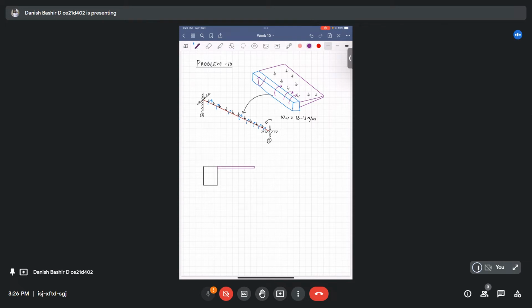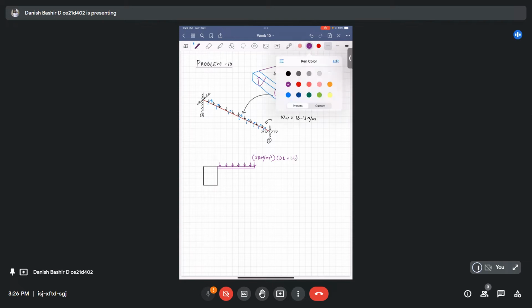Cantilever projection like this. And on the cantilever projection, 5 kilonewton per meter square is the total dead plus live load from the cantilever projection. Dead load plus live load, both from the cantilever projection.